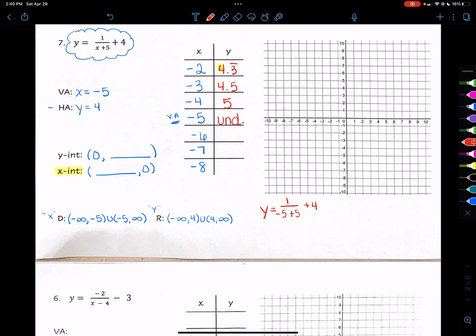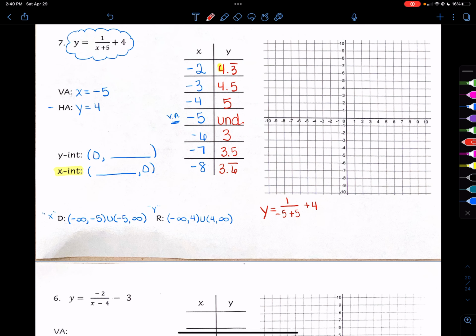So then we said, all right, let's finish this up. Let's go ahead and erase that -5 and put -6 there. We used our calculators to calculate that, and we got 3. Same thing with -7, and we got 3.5. And the very last time that we did this, we got 3.6 repeating.